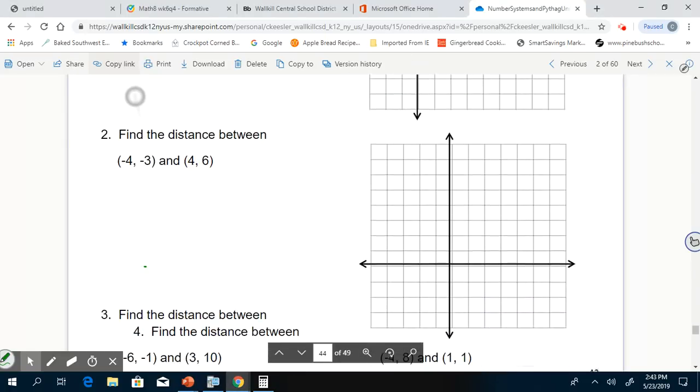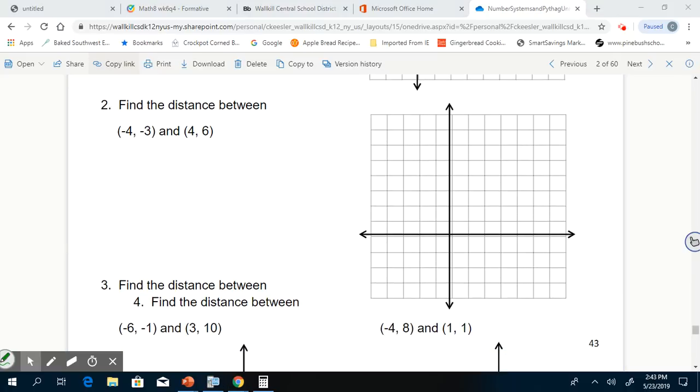For number 2, again, we start by plotting those 2 points. So we have find the distance between negative 4, negative 3, and 4, 6. So I'm going to plot those 2 points. Negative 4, negative 3 is going to be down here. And then 4, 6, we're going to go right 4 and up 6. Give me this point right here.